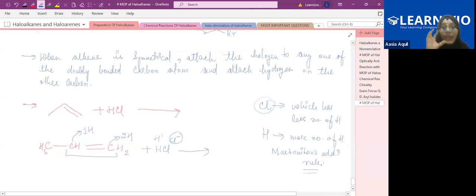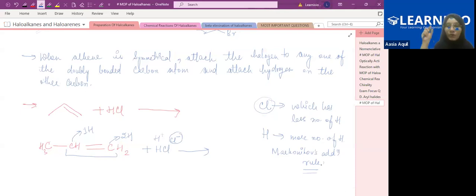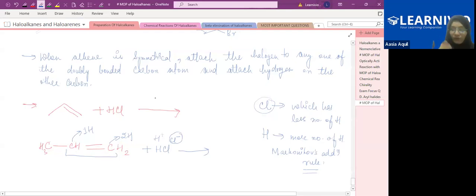Okay, so again I'm repeating, if your alkene is unsymmetrical type and you are doing the hydrohalogenation reaction, you are supposed to attach the chlorine, the negative part, to that carbon which has lesser number of hydrogen, and the positive part of the acid, the H plus ion, on that carbon which has more number of hydrogen. Okay, so in this question, tell me on which carbon you will attach the chlorine and on which carbon you will attach the hydrogen. Yes, Rimdha.